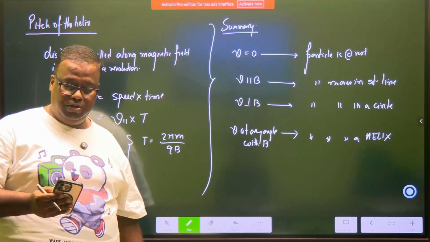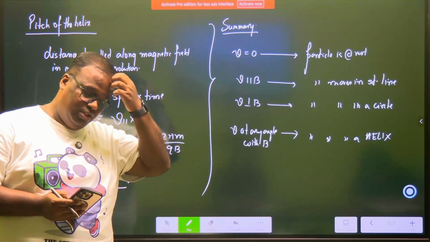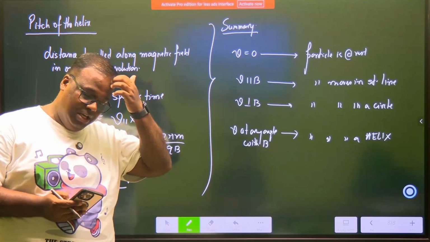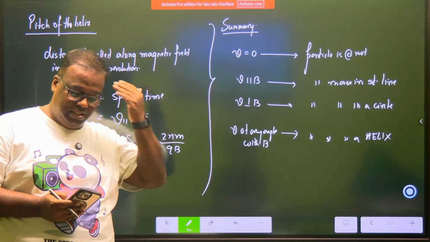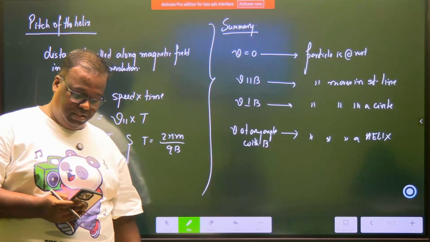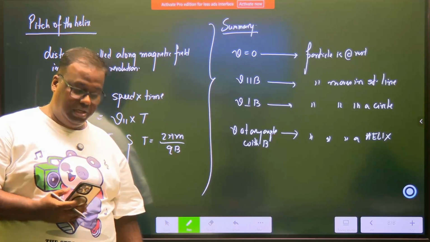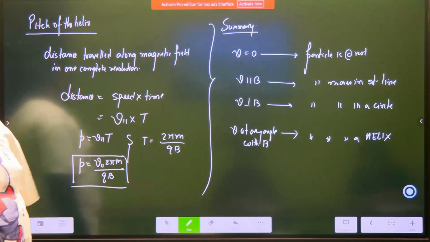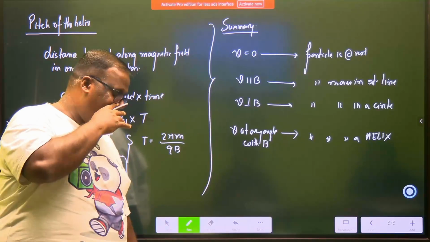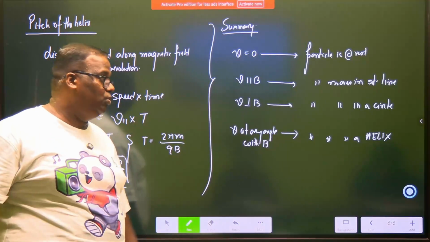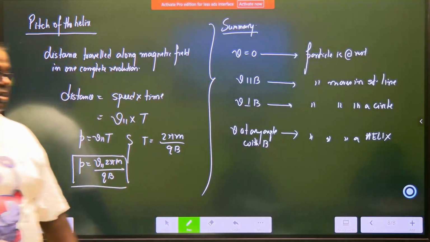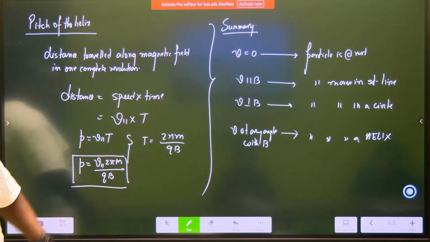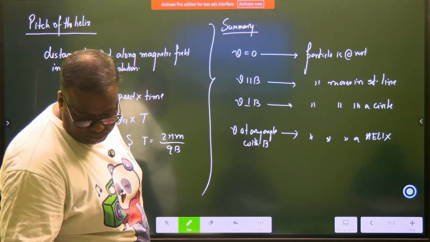Magnetic force is always perpendicular to velocity, so it does not do any work. That's our summary. Speed remains constant, only direction changes, and radius depends only on the perpendicular component. Sorry, not radius. Angular velocity has nothing to do with the velocity component. It's devoid.